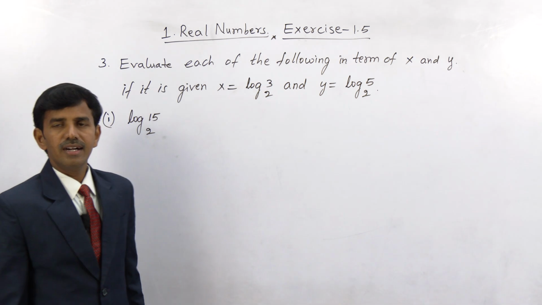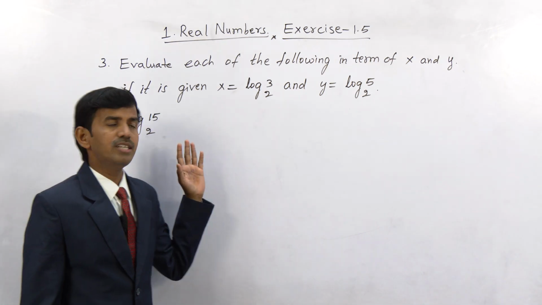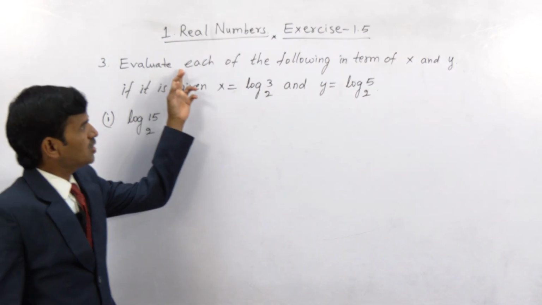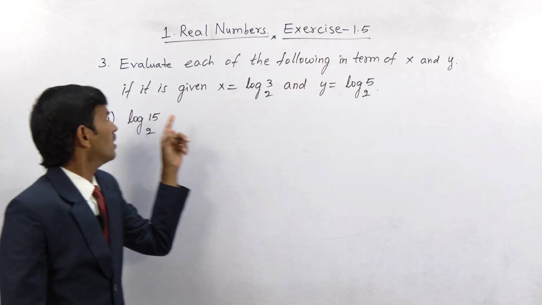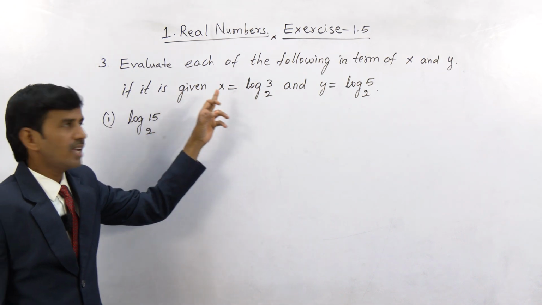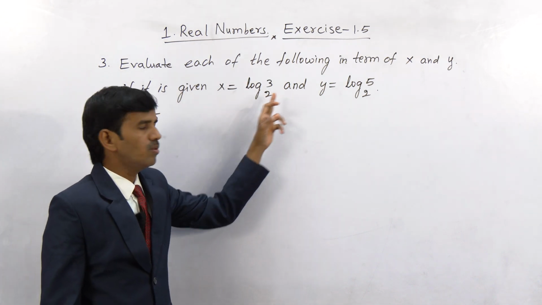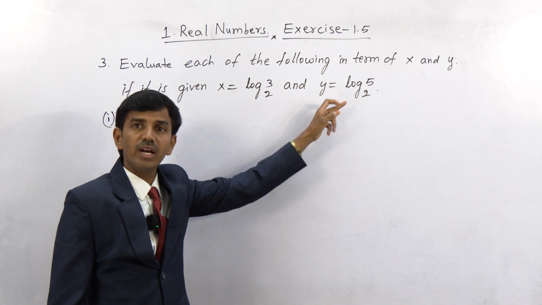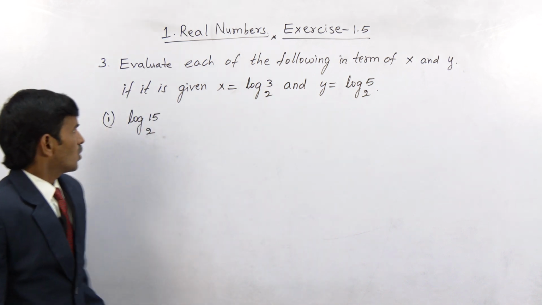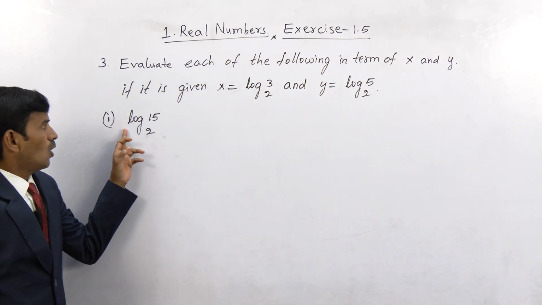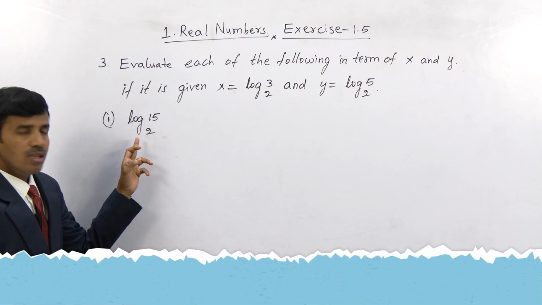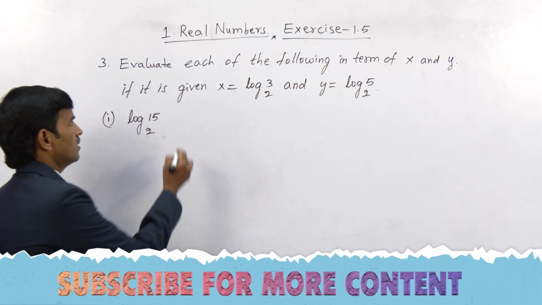So let's discuss exercise 1.5, third bit. Evaluate each of the following in terms of x and y, if it is given that x is equal to log 3 to the base 2 and y is equal to log 5 to the base 2. So if you consider the first one, log 15 to the base 2, how to find it? Let us see here.